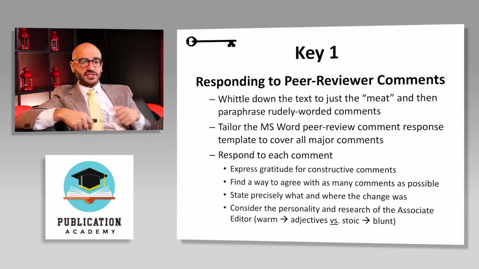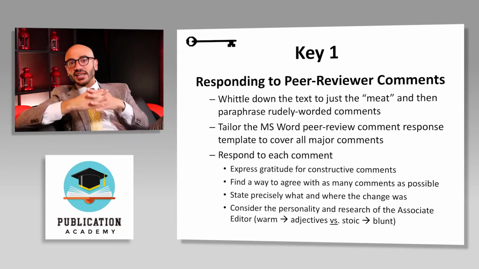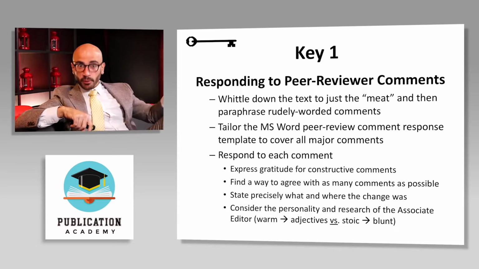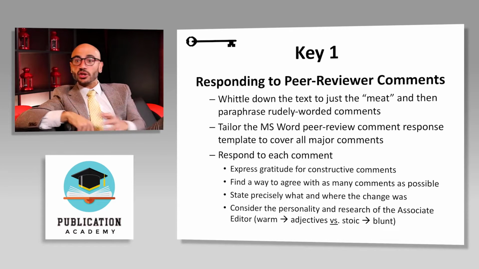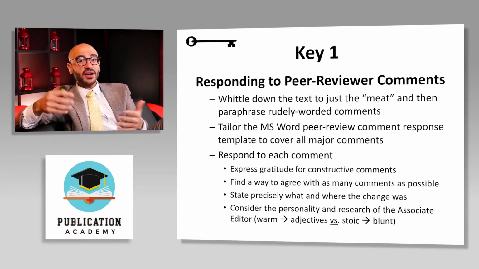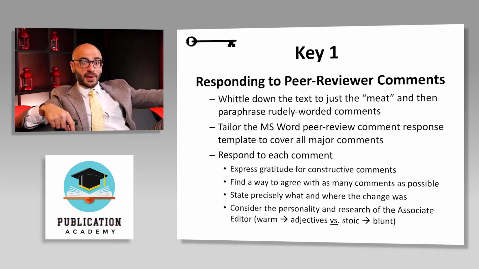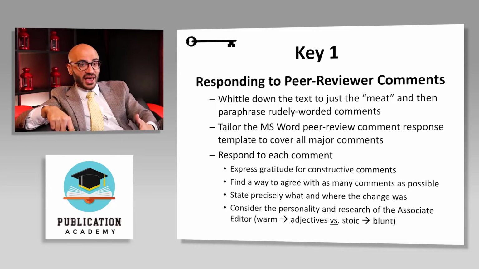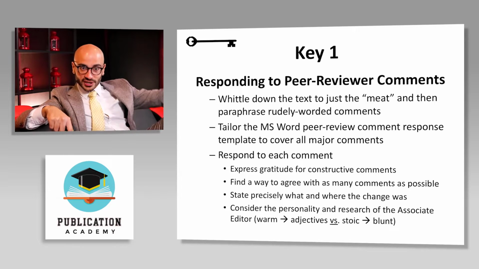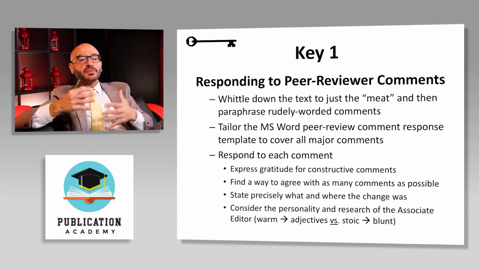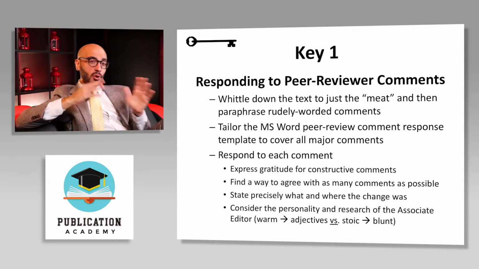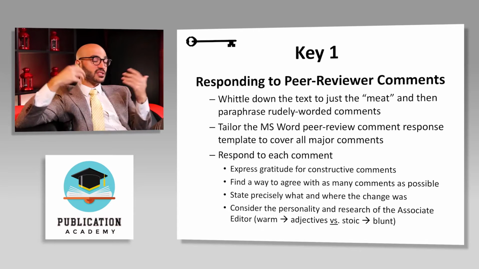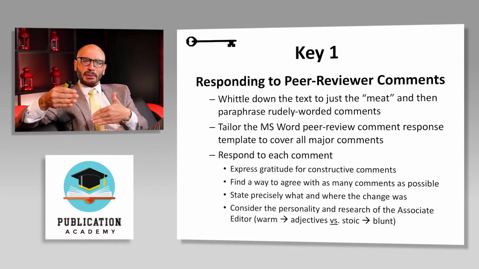So, for instance, if someone is very stoic, you can say something like, this is an important limitation. Versus if the person is more emotive, you can say, we agree that this is a very important limitation to mention, and we sincerely thank the reviewer for this constructive comment. It's something where you can just be a little bit more verbose, and that's going to be an okay thing. In other words, if they're very warm, you can use those adjectives and adverbs, versus if they're very stoic, you want to be a little bit more blunt.